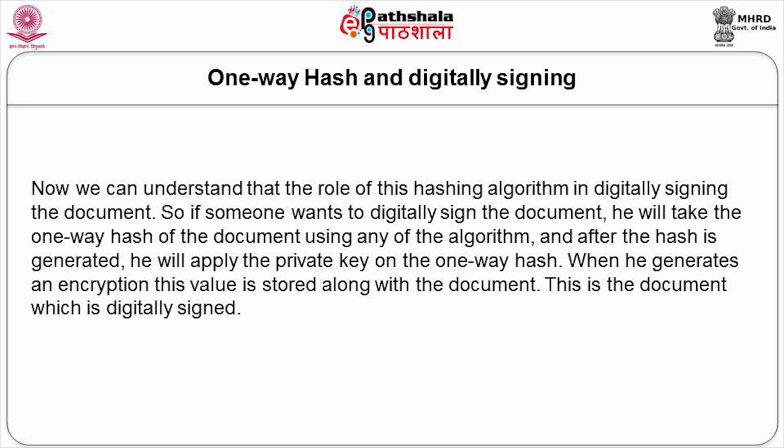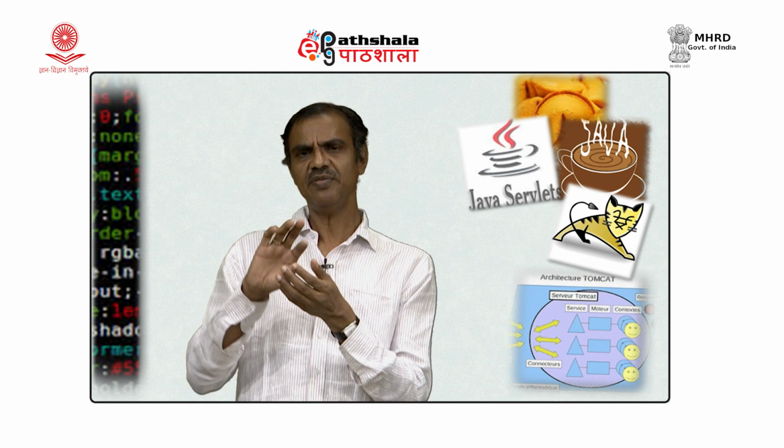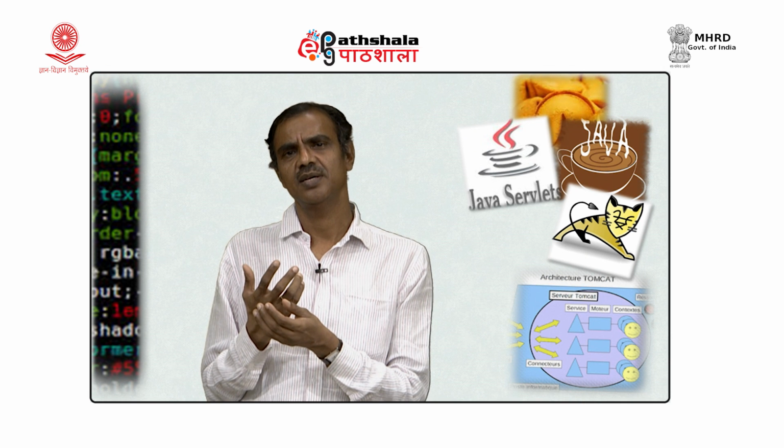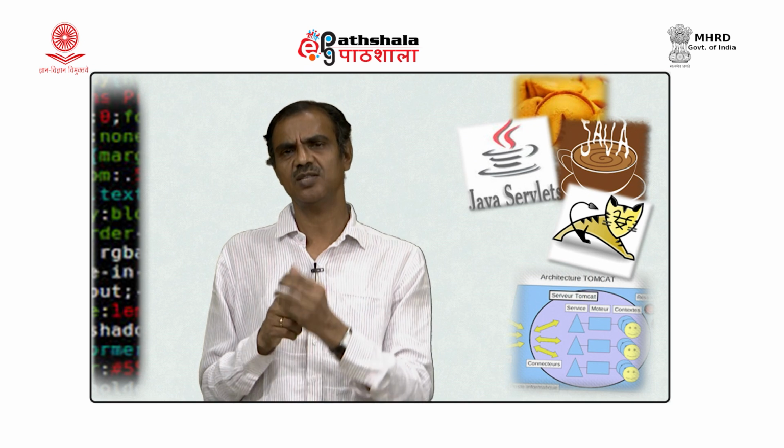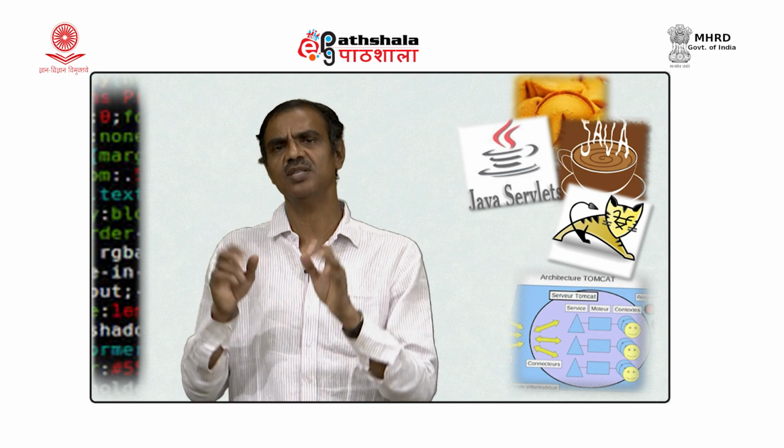Now, the role of these hashing algorithms for digital signing. What is their role? Someone wants to digitally sign a document. What he would do is take the one-way hash of the document, using any one of those algorithms. Maybe he says, I want to use SHA1 for generating the one-way hash, and after the one-way hash is generated, he will then apply the private key. In this case, let us assume A is the signer. So, the private key of A is applied on the one-way hash.